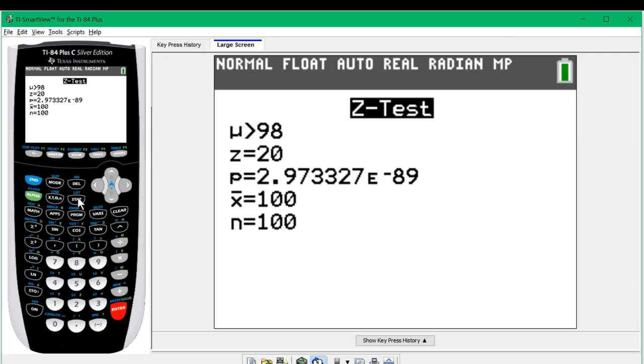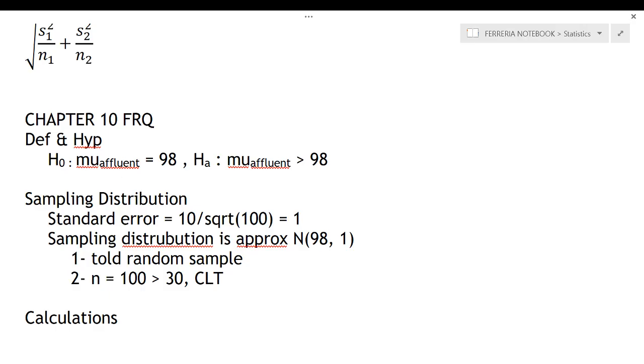Oh, look at that p-value. Jeez. Times 10 to the negative 89. At what point does it just say 0? I would imagine 10 to the negative 89 would be 0. Well, yeah, but when does the calculator? I would have thought it would have given me 0 at 10 to the negative 89.